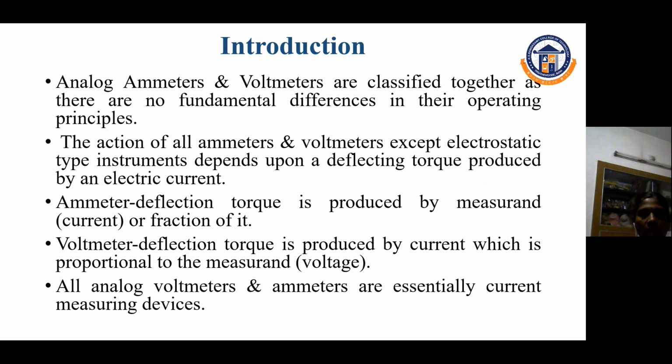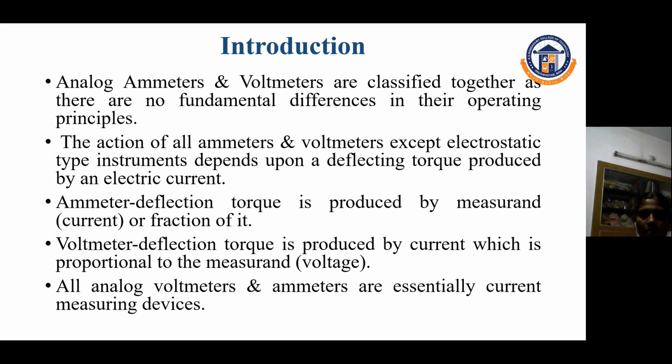In the introduction, normally the analog meters we are using, ammeters and voltmeters, operate on the principle of moving iron and moving coil. This action of all the meters, ammeters and voltmeters, except the electrostatic type of instruments, usually the electrostatic instrument is used for only measuring the voltage, depends upon the deflecting torque produced by an electric circuit. So in an ammeter, deflecting torque is produced by the measurement.